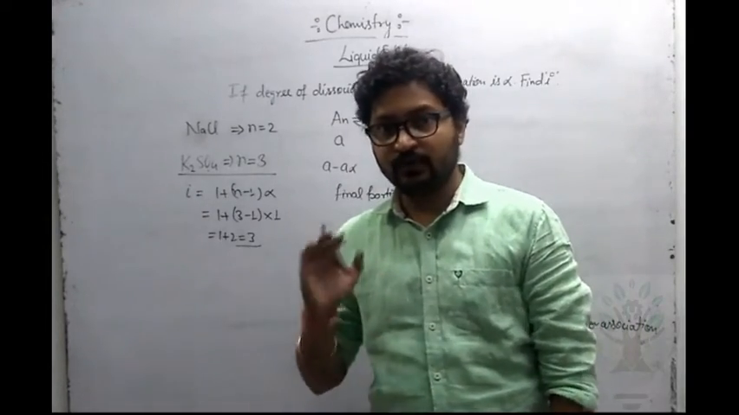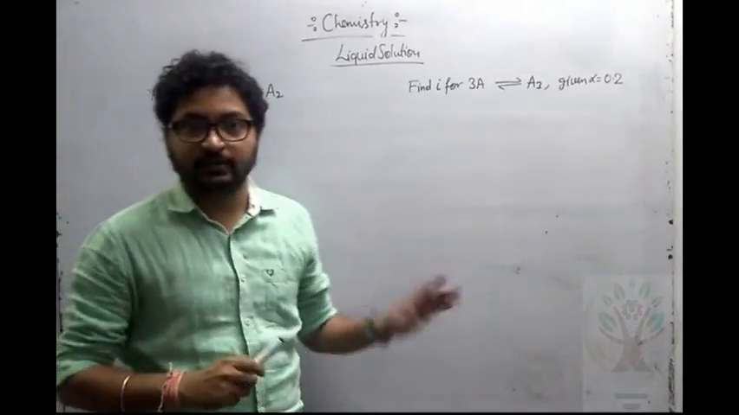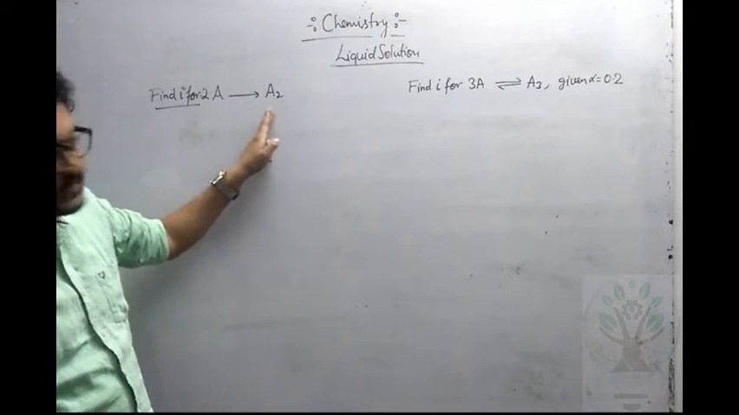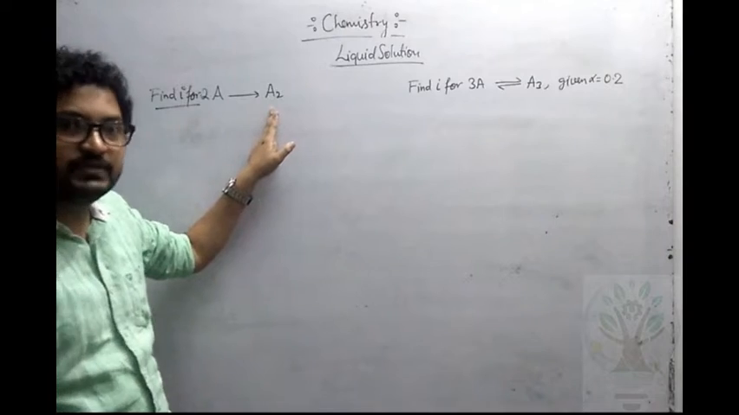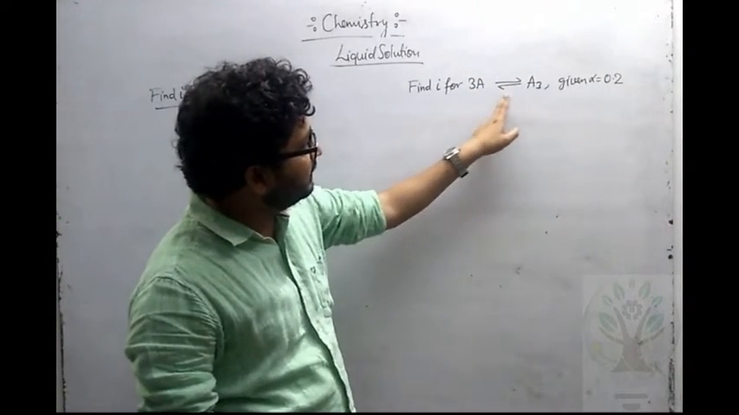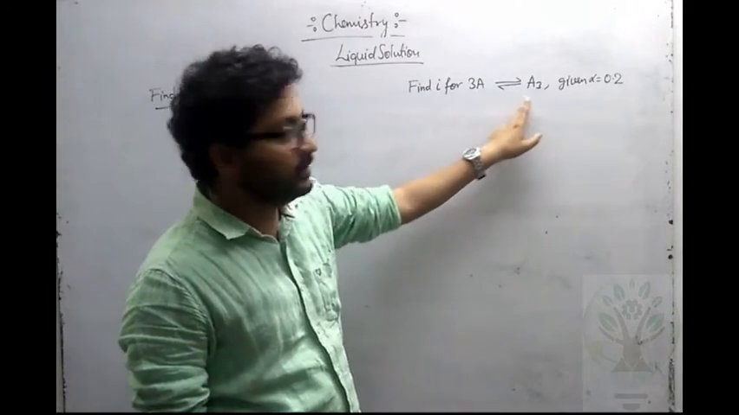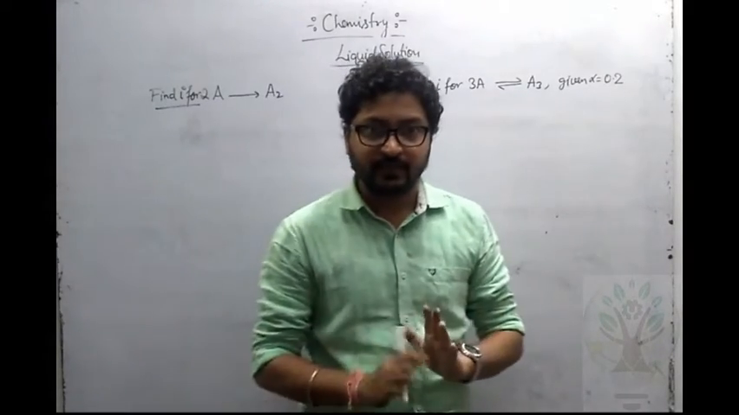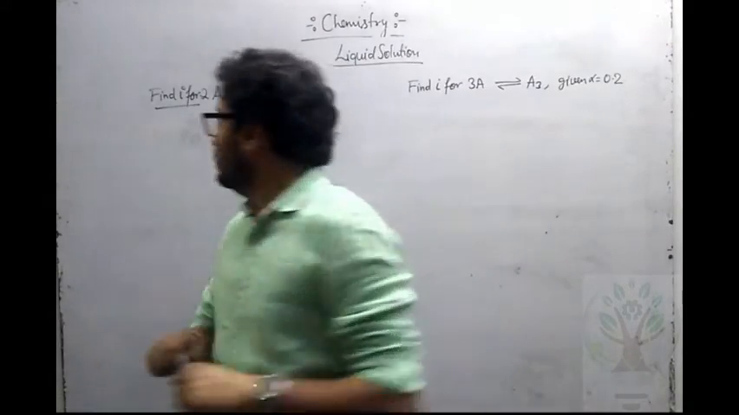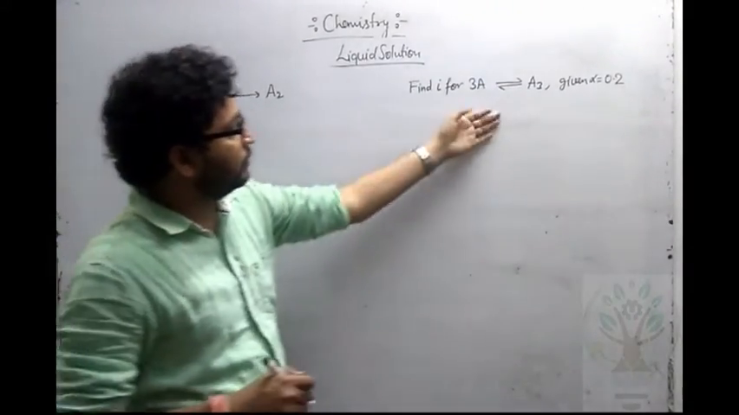Okay. Moving to the next problem. There are 2 questions I have written on this board. First, you have to find I for 2A gives A2. And you have to find I for this reaction also: 3A reversible A3. Okay. Pause the screen and try it on your own. Okay. So I am solving one for you. Let's see this one.